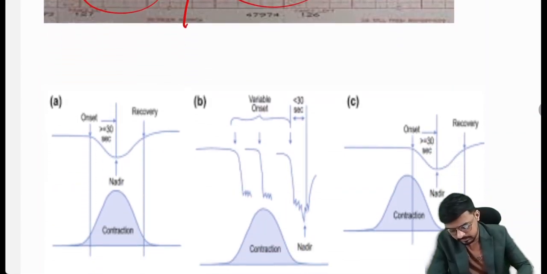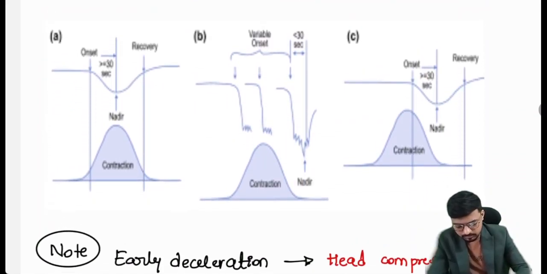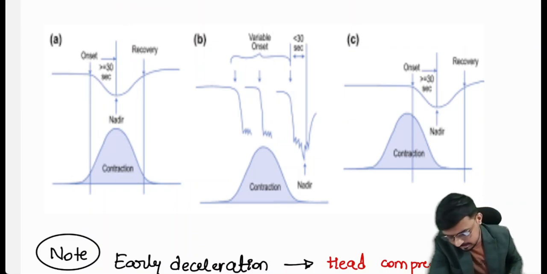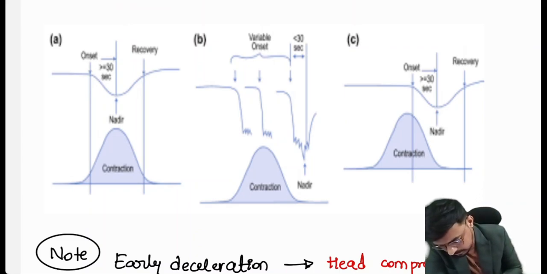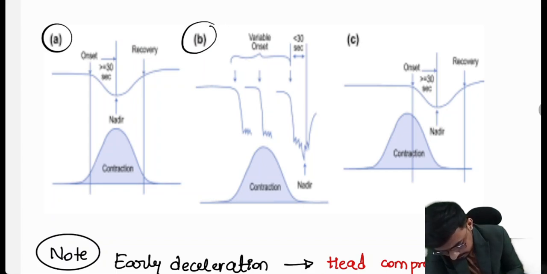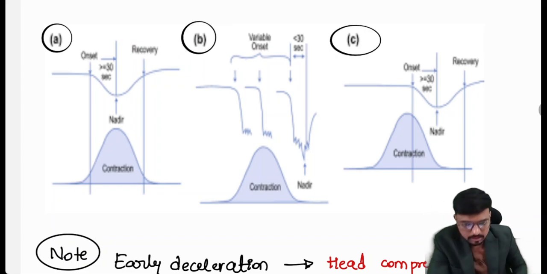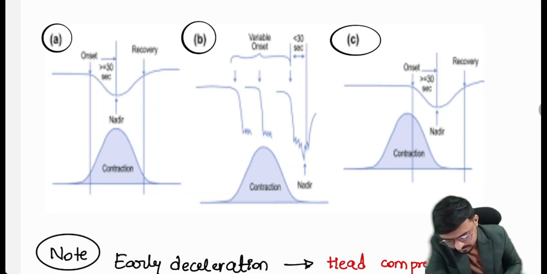Okay, so now identify the image. This is very important. This is image A, this is image B, and this is image C. Look at the images. What is happening in image A?